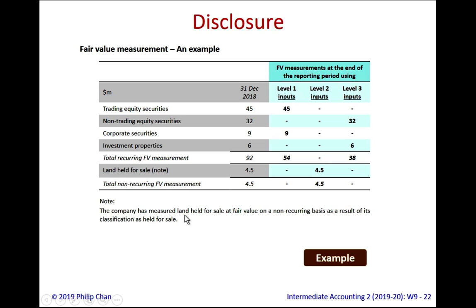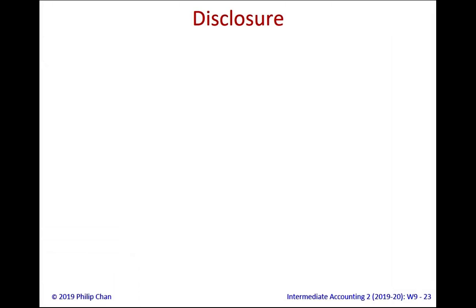The company has measured land held for sale at fair value on a non-recurring basis as a result of it being classified as held for sale. So for any non-current asset held for sale, you are not supposed to measure it every year, right? Usually, if they are held for sale, you expect to sell them within 1 year as per the definition. So that is why we call it non-recurring basis.